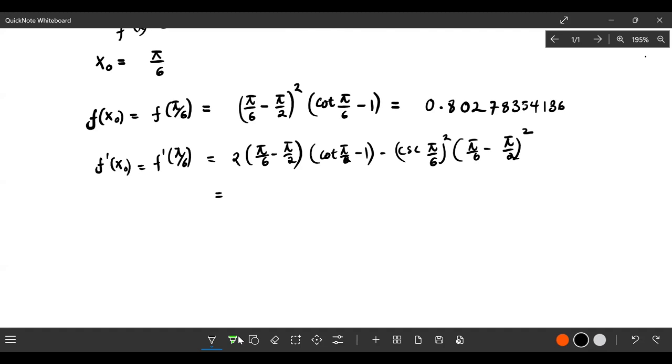Are you there? Anyone who has managed to find something? Okay, myself, I'm getting about negative 5.919694471.